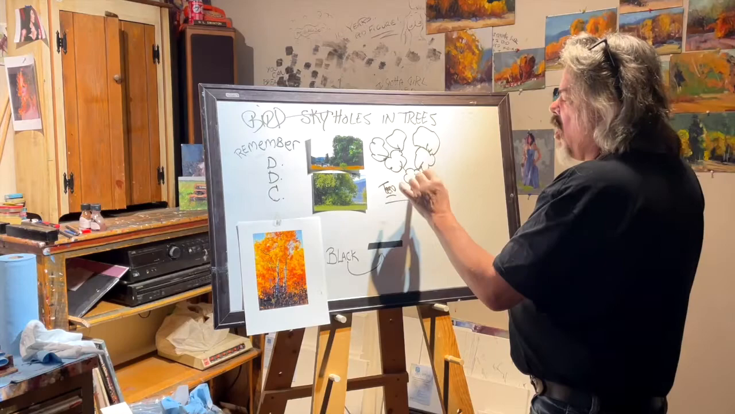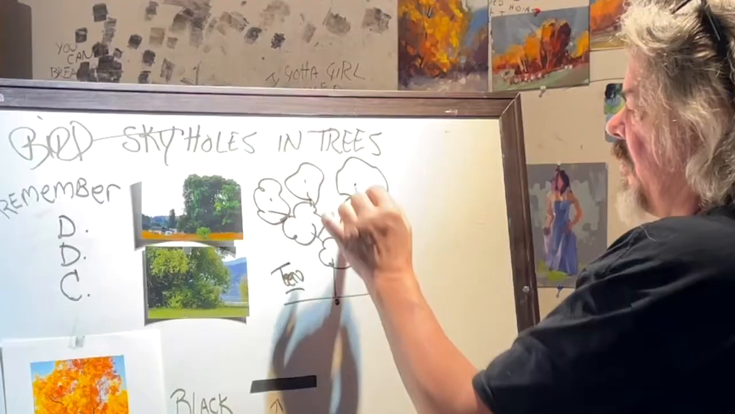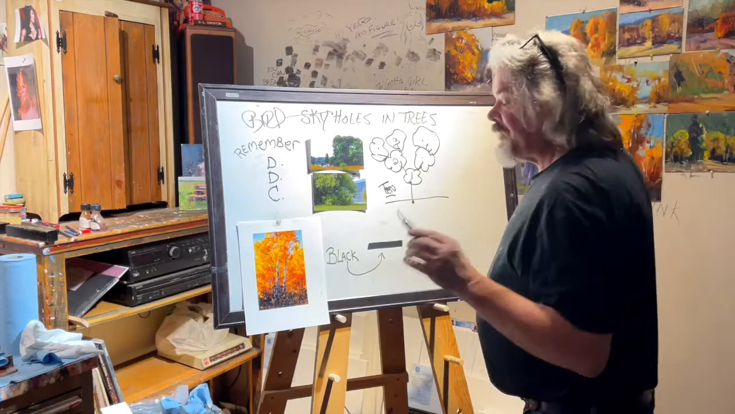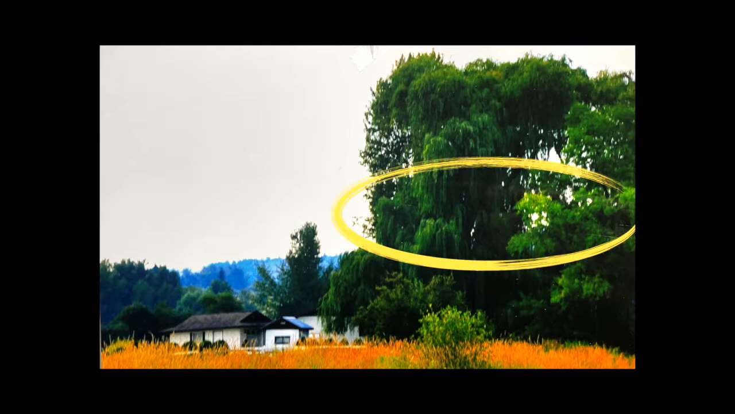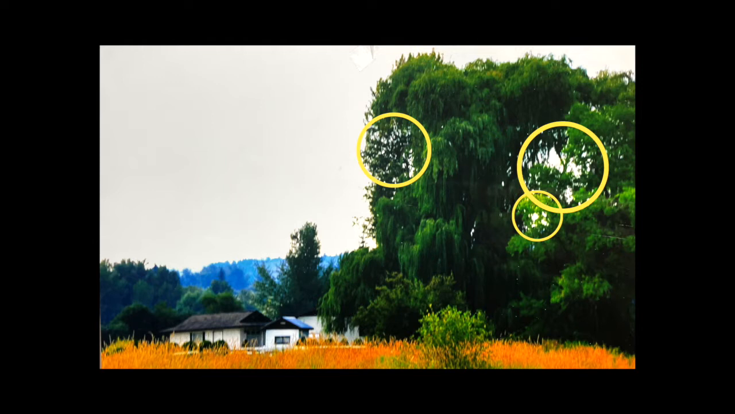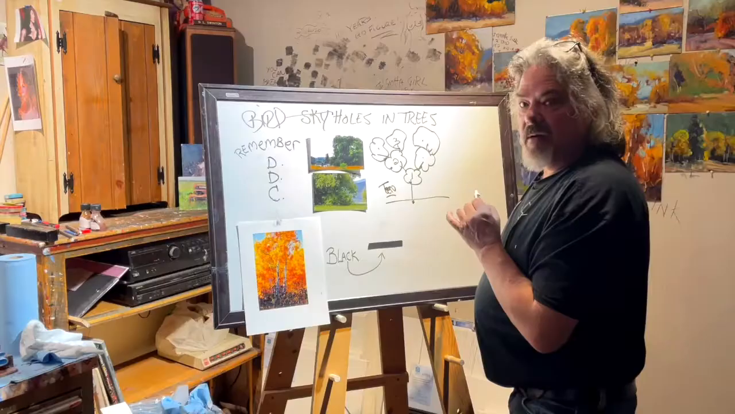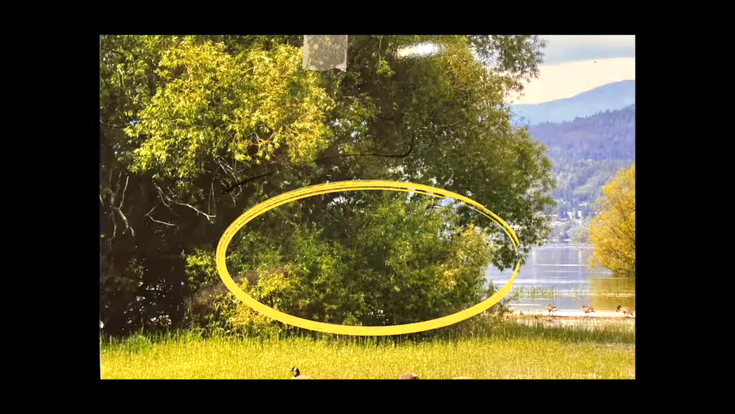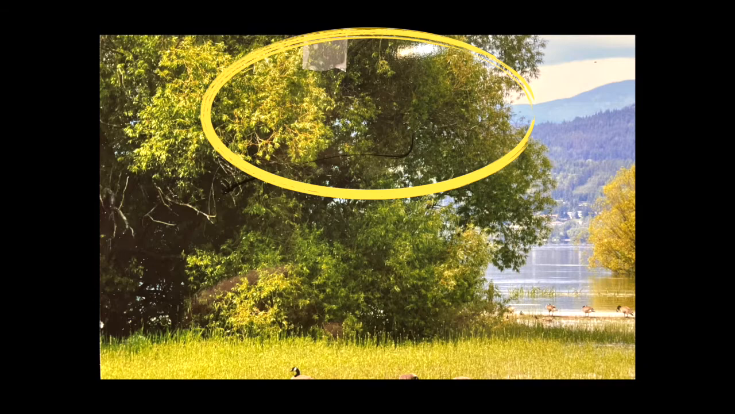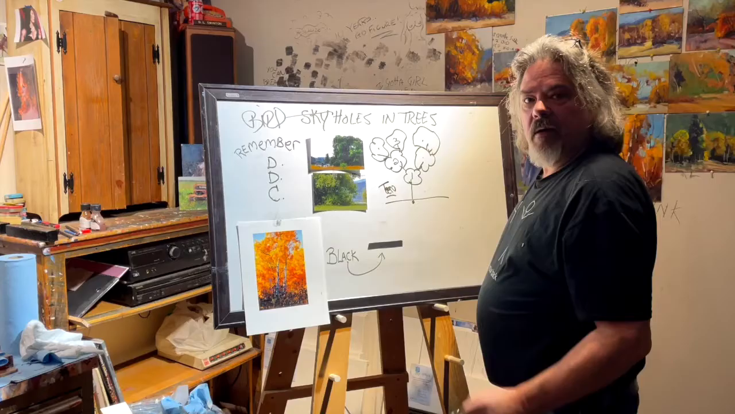So all of this is called new growth. This is first growth, second growth, third growth. If you can zoom in on this, I want to show you something. You can see down here, this little area is called first growth. See these sky holes that are right here in this tree? That's between the first growth and the second growth, which is here. So between the growth of the tree is where the sky holes belong. Also on the end of the tree, here's the first growth, here's the second growth. Look where the sky holes are. That is where you put them when you have growth.